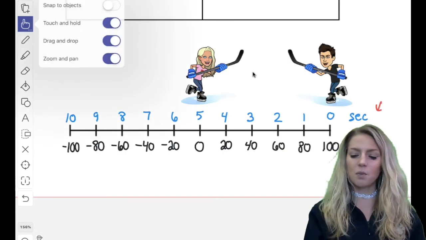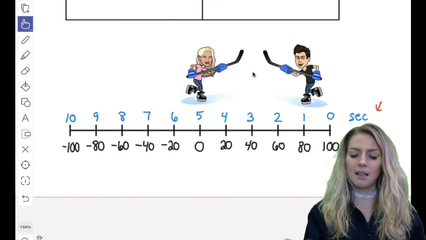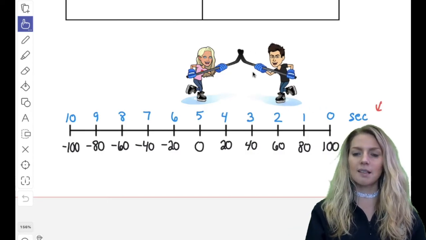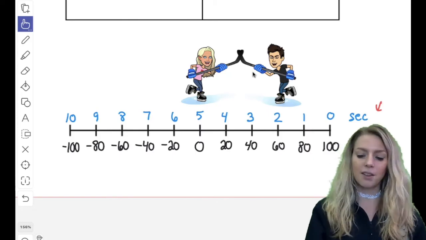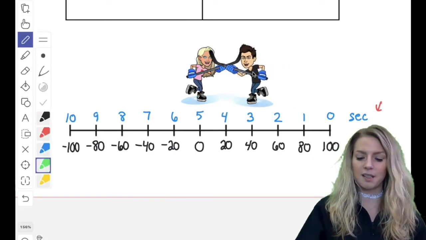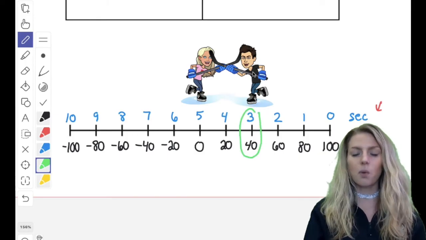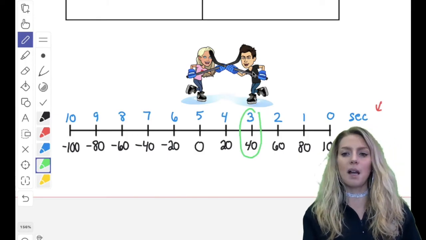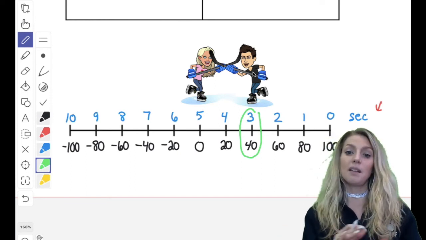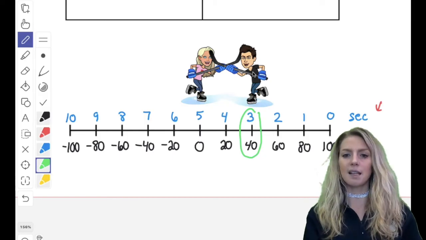So if he goes 1 to the left, at 1 second, he is 80 feet away from me. At 2 seconds, he's 60 feet away from me. At 3 seconds, he's 40 feet away from me, and that's actually our very first answer because the question said, after how many seconds is he 40 feet away from me? So the first answer we could see is 3. And then we're going to match that up algebraically in a second.